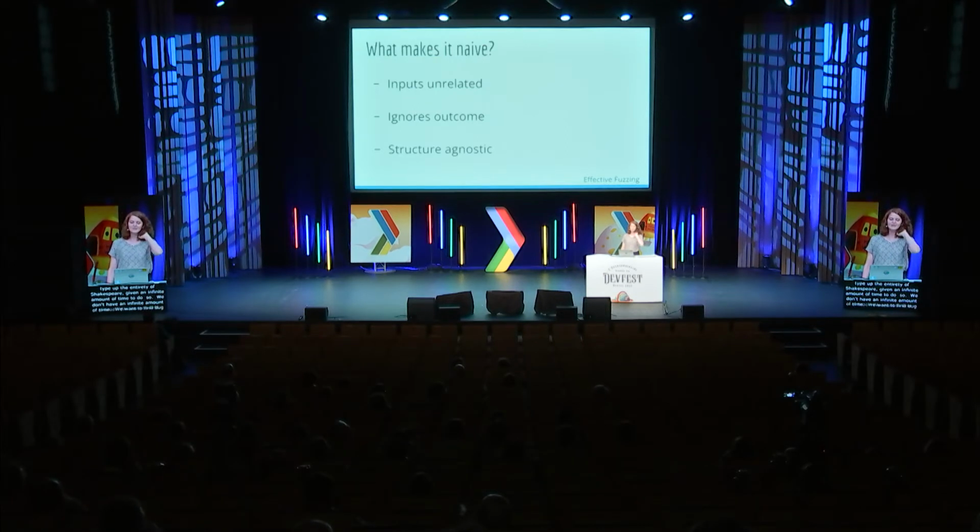So let's dive into 3 issues with this naive fuzzing approach. 1, it's generating completely unrelated inputs. 2, it's ignoring the outcome of previous runs. And 3, it's structure agnostic. It's not paying attention to what kind of data it's useful for it to generate. So let's start with the first one, unrelated inputs. Why would this be an issue?